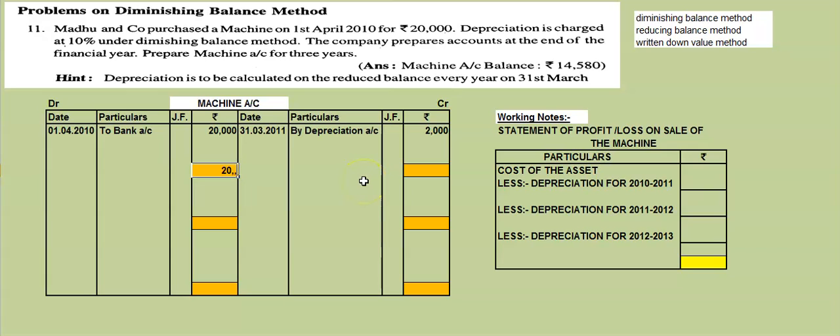Understood? So now the procedure for balancing. How to balance? Debit side total is how much? 20,000. Same total you have to take in the credit side also. Now 20,000 minus 2,000, how much is the answer here? 18,000. What will you write here? 31st March 2011. What is the entry here? By balance.